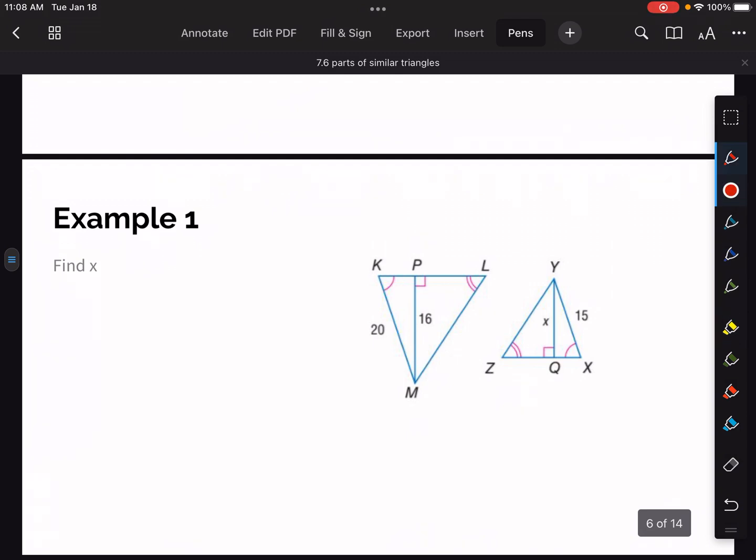All right, so let's do an example with this. It says to find X here. So first of all, let's identify what's going on. Here we have that right angle sign.